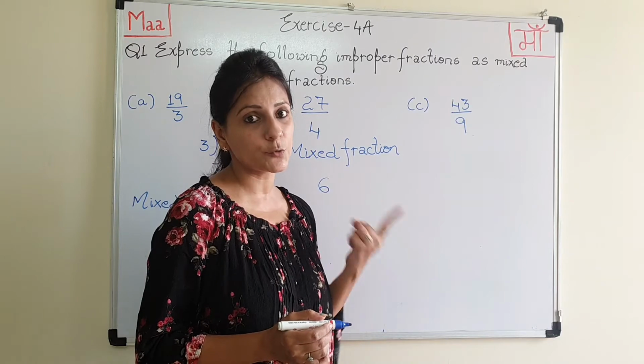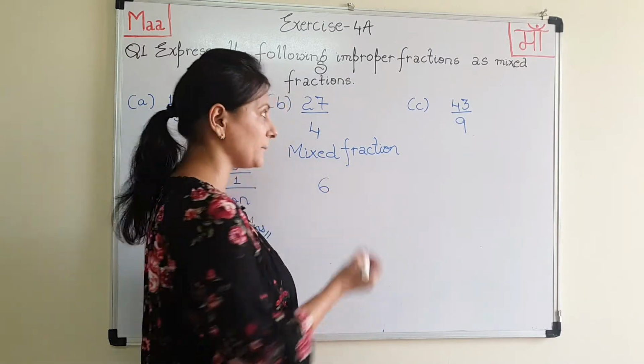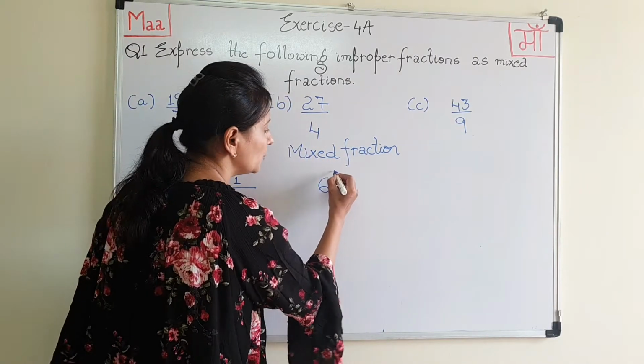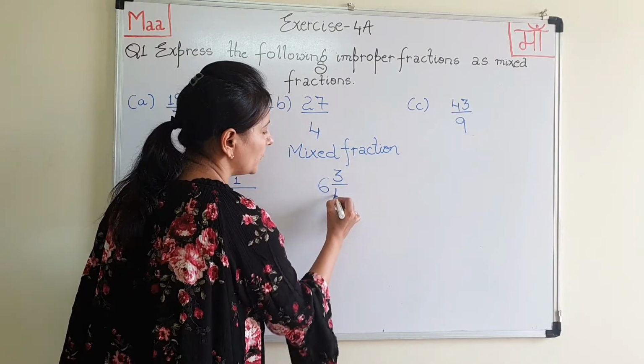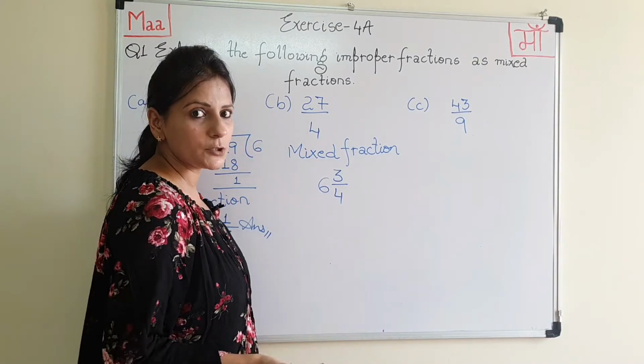So this 6 will be your whole number which you have to write in the center. Okay, so this 6 is the whole number. From 27 we have used only 24. So how much is remaining? 25, 26, 27. 3 numbers are remaining. So that 3 will be the numerator and this 4 will, as it is, be the denominator.